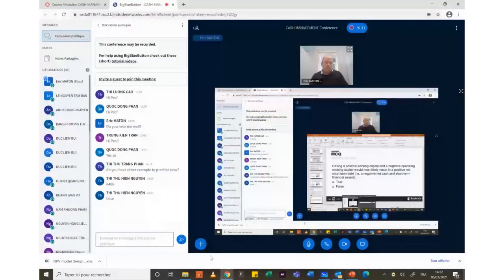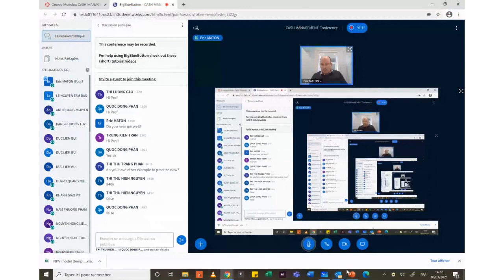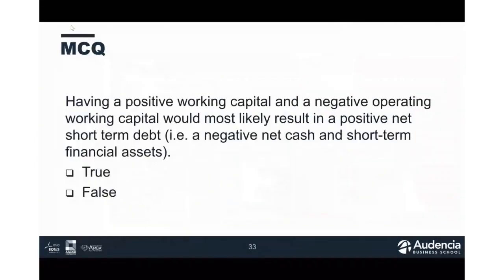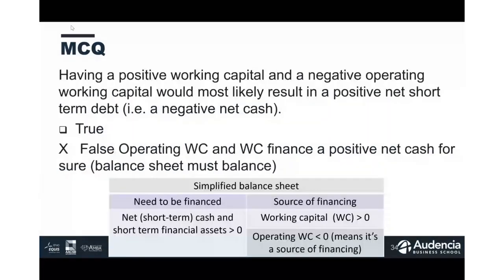False, exactly, it's false. It's totally the reverse. It's the best situation in terms of net cash. We have two sources of financing. Because the working capital is positive, it's a source of financing from the long term. Because the operating working capital is negative, is also a source of financing. So at the end, what you can finance, the rest is only the net cash. So you are sure you have a positive net cash and short-term financial assets.